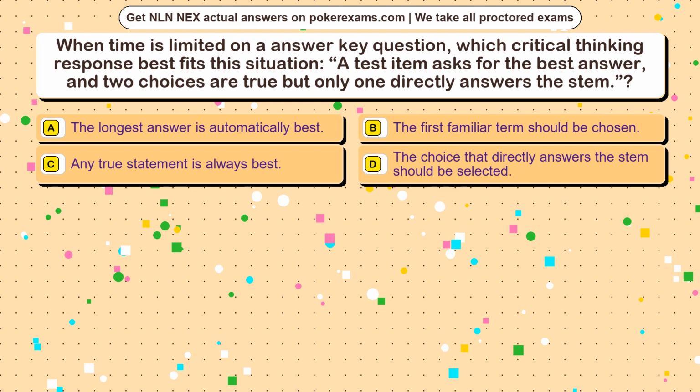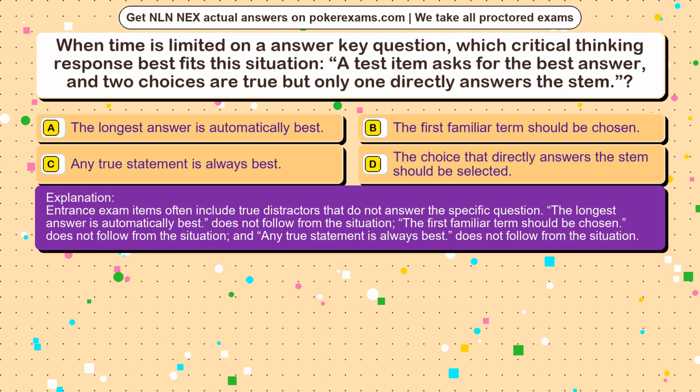The correct answer is option D. Entrance exam items often include true distractors that do not answer the specific question. The longest answer is automatically best, does not follow from the situation. The first familiar term should be chosen, does not follow from the situation, and any true statement is always best, does not follow from the situation.